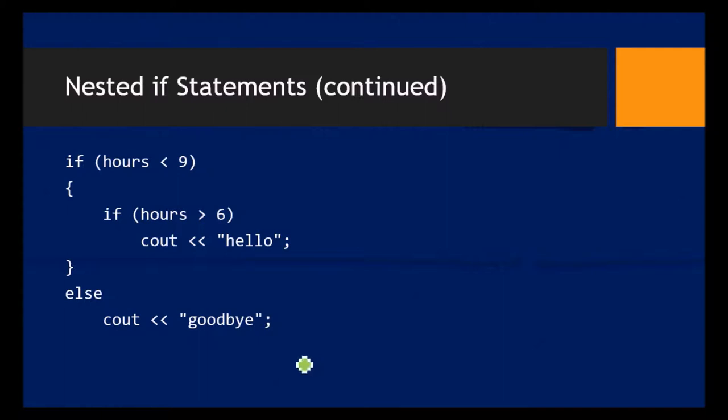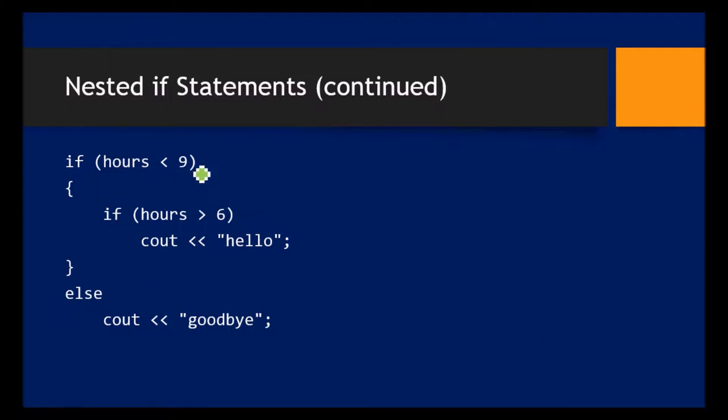All right, so last time I gave you a little bit of homework. I gave you two examples of if statements, with the only difference being the placement of some braces, and I asked you to figure out what was different about the two blocks of code. So let's take a look at that. Here's the first example.